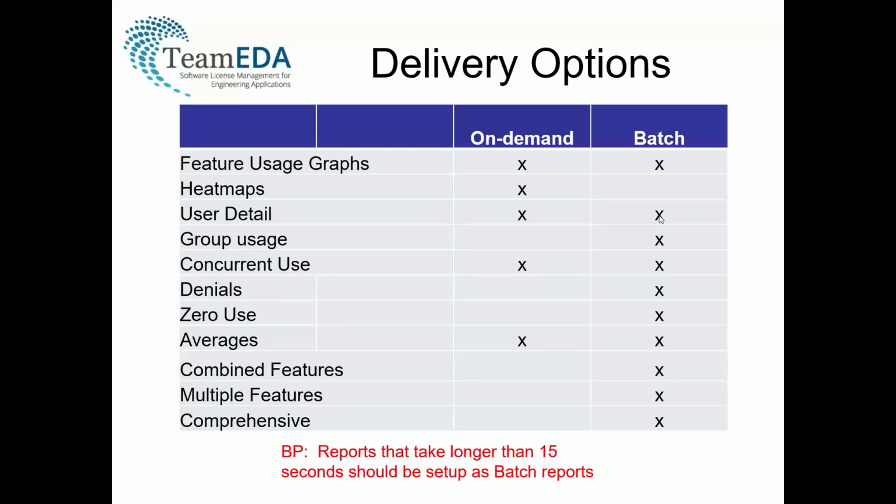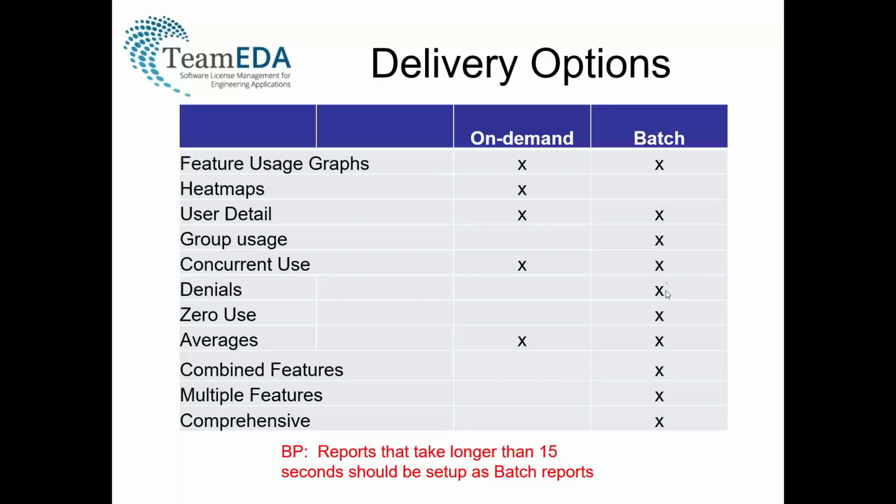User details would be a good batch report. Who used the product in the last month or the last quarter, and how much did they use it? Group usage, same way. If you need to do allocations of usage by groups, and you might want to do that once a month or once a quarter, that would be a good batch report. Concurrent use clearly is a report that you're going to want to have monthly or quarterly.